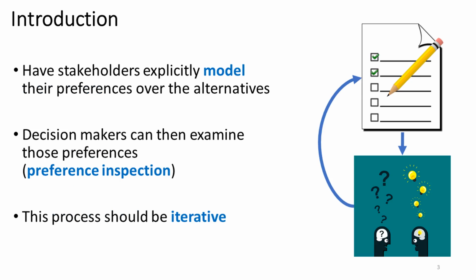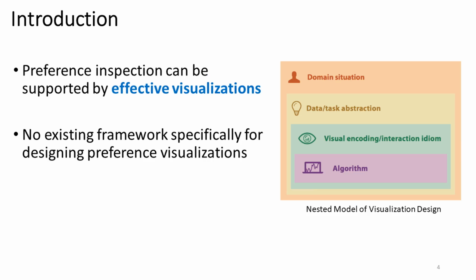One approach to group decision-making that is grounded in the literature includes the step of having stakeholders explicitly model their preferences over the alternatives. The decision makers can then examine those preferences, which is an activity we call preference inspection. Ideally, this preference elicitation and inspection process should be iterative, since insights gained from the inspection process may result in modified stakeholder preferences, which can then be elicited anew.